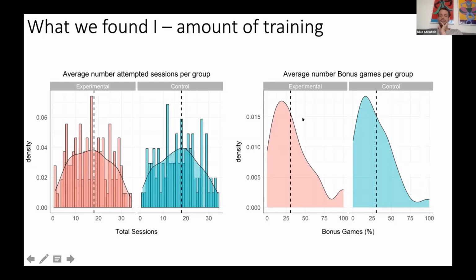Another feature that we implemented just to sort of gauge motivation is we had a couple of bonus games. So after each training session, children did bonus games. What we have here is the percent of bonus games that children engaged in, and we see around 30% of the bonus games were actually taken up, which is again quite a nice feature, that children were really motivated to do more of the training than we had actually asked them to. And again, this is comparable between the two groups.